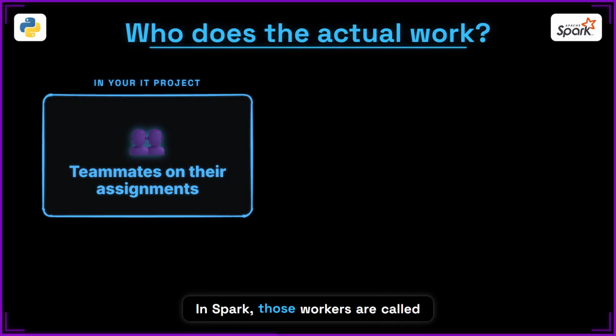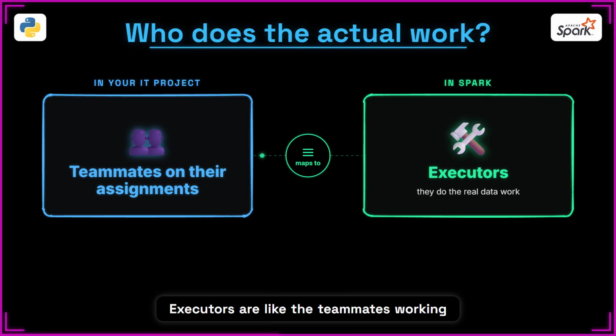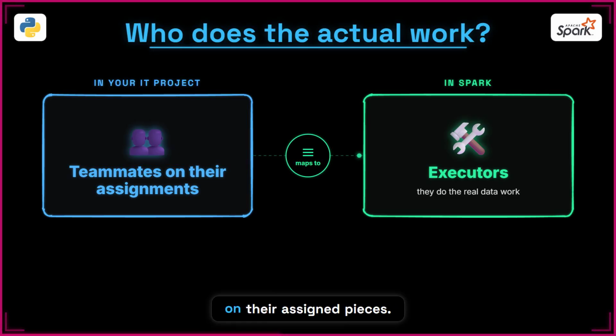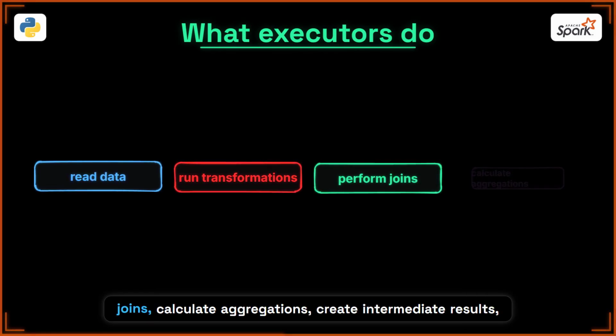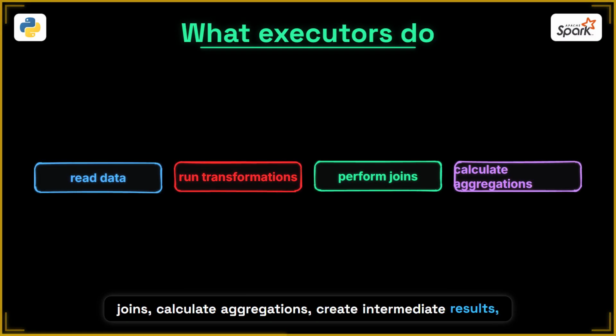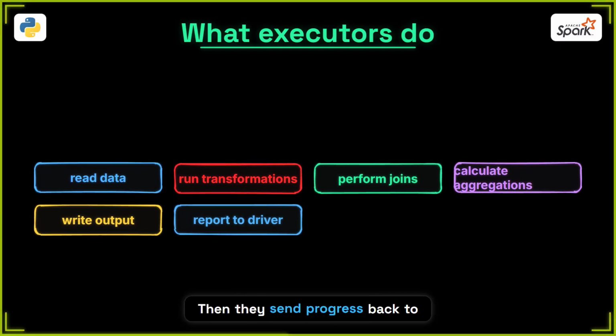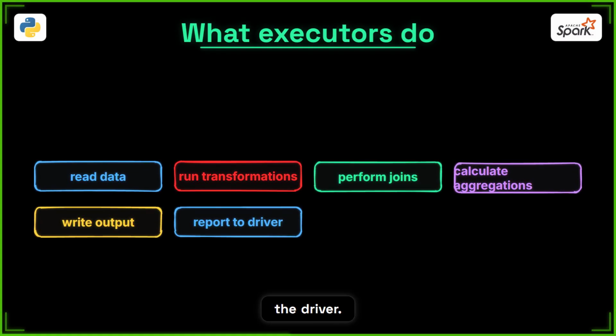And in Spark, those workers are called executors. And executors are like the teammates working on their assigned pieces of work. They read data, run transformations, perform joins, calculate aggregations, create intermediate results, and write output. Then they send progress back to the driver, which is like our project manager.